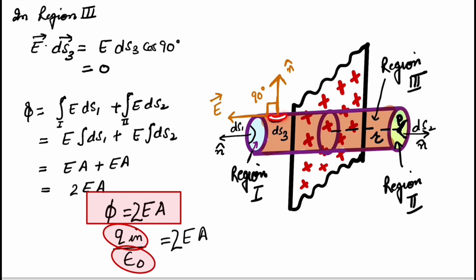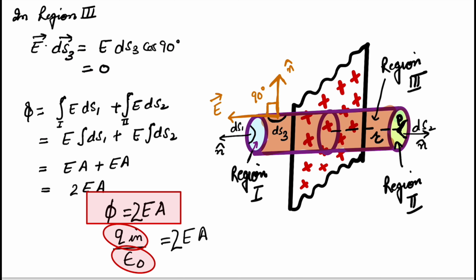In E ds3, this is the area element, right? The unit vector is perpendicular and the electric field is in this direction. So the angle between them is 90 degrees. So when you make the substitutions, cos 90 degrees is equal to 0. So it comes out to be 0.